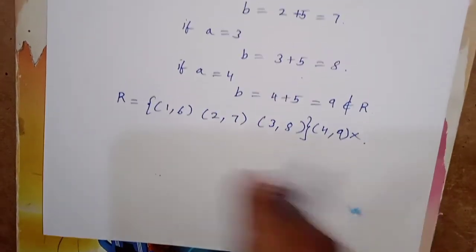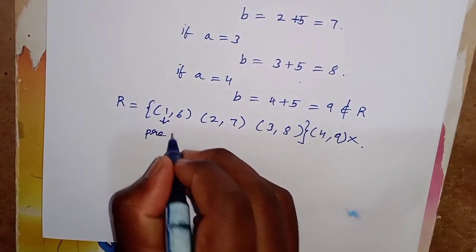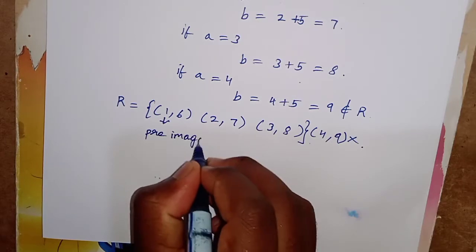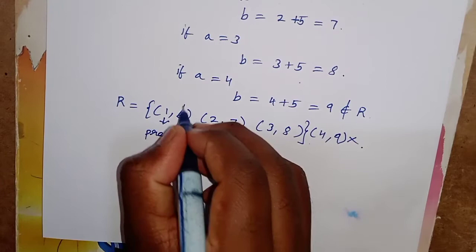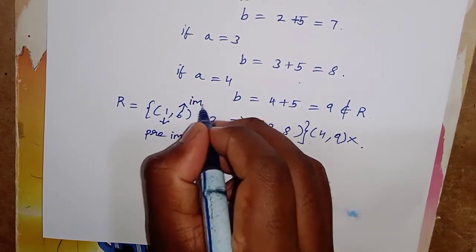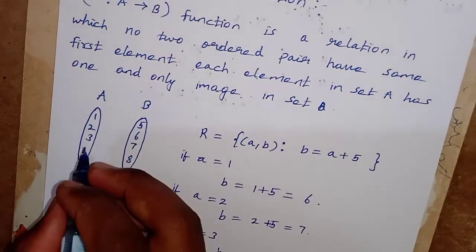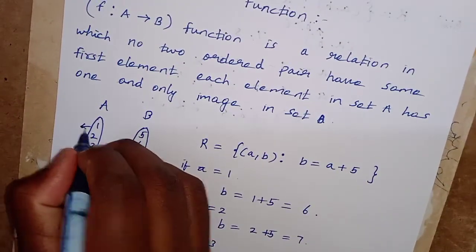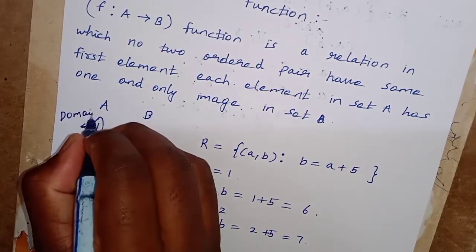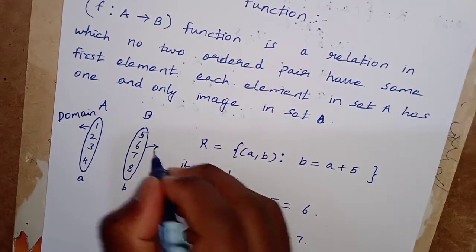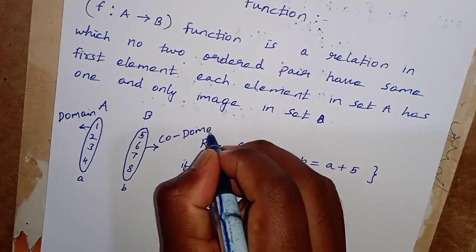Okay, next. The first element A is known as the pre-image. The second element B is known as the image. Here this is nothing but the domain. Here it is nothing but the co-domain.